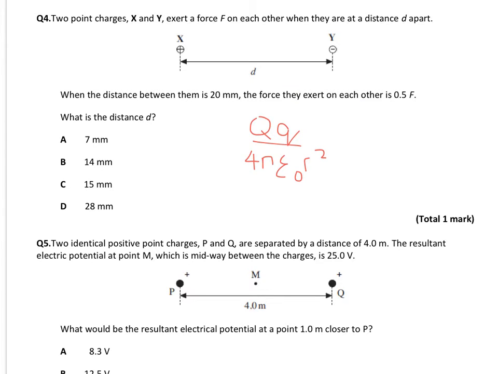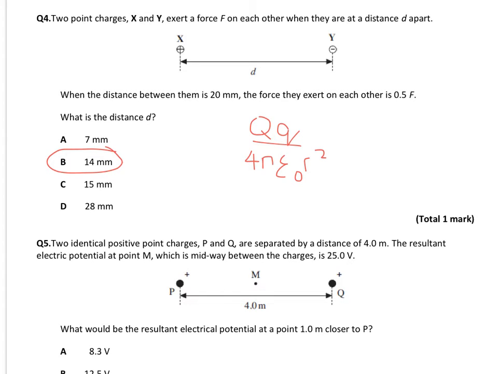So we've got this. Now we said when they're a distance of 20 millimeters, they're at half of the force. So if the force is half, that must mean the distance has been multiplied by root 2. So then the original distance would be 20 divided by root 2, which would give you 14 millimeters.